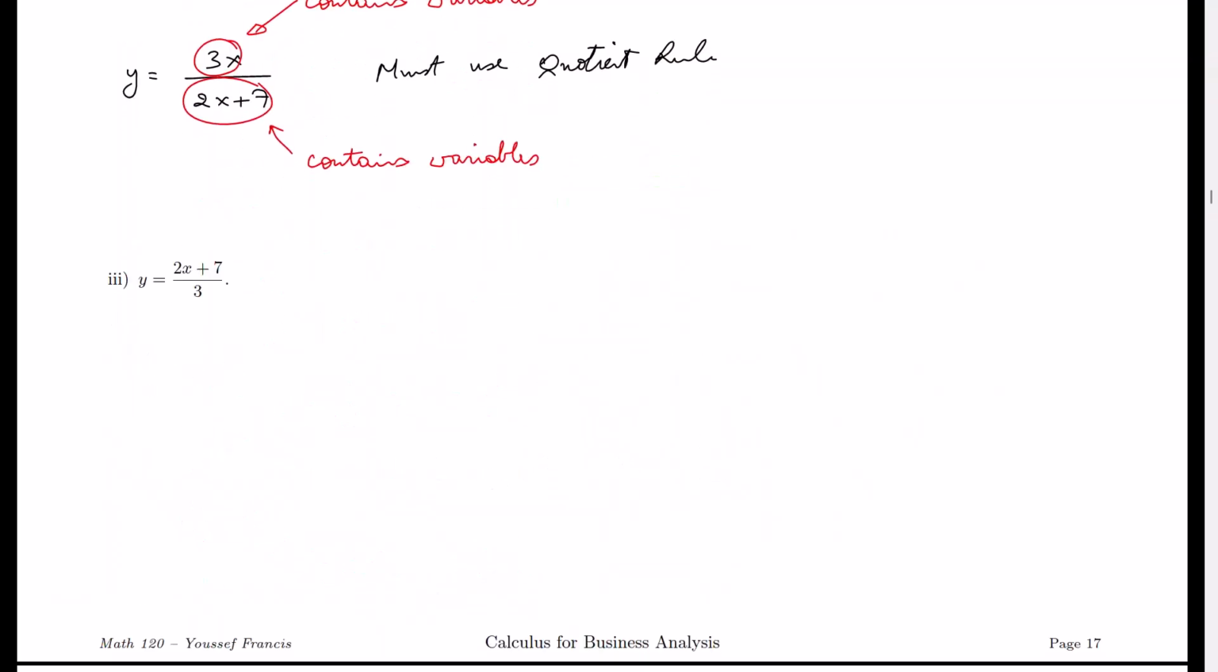Okay, so for part 3, we have the function which is 2x plus 7 divided by 3. So again, it looks like it could be a fraction, so it looks like I should use the quotient rule, but the denominator has no variable. So there is no x variable here. And so when the numerator or denominator is missing an x variable, there's always a way to rewrite the problem and avoid the quotient rule. So in this case, I can rewrite the problem like this. I can write it as 2x over 3 plus 7 over 3.